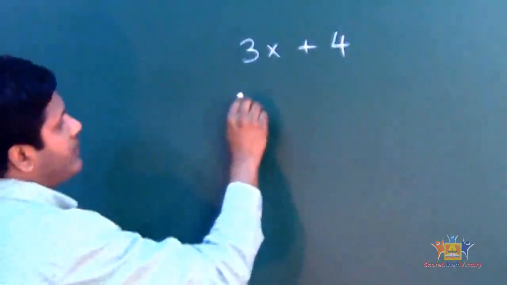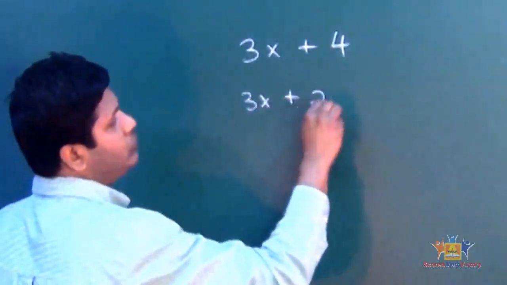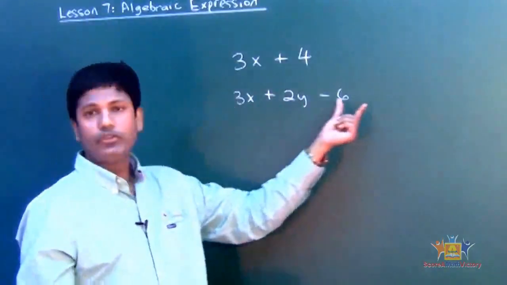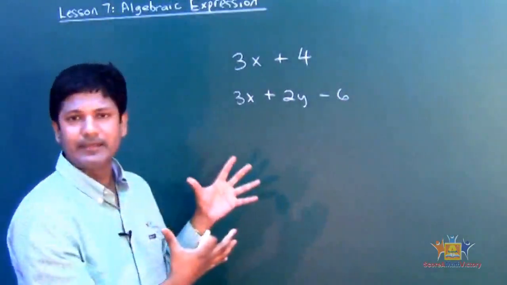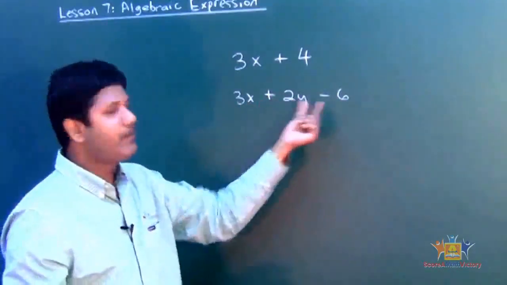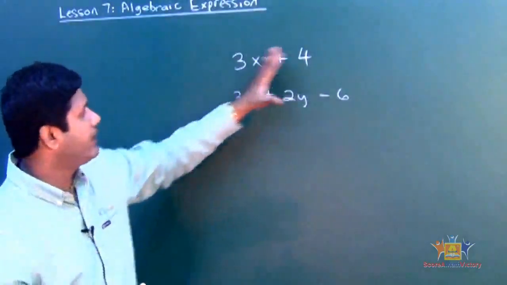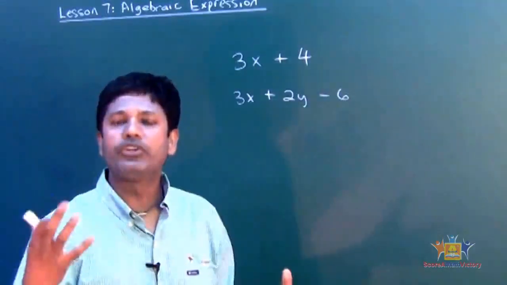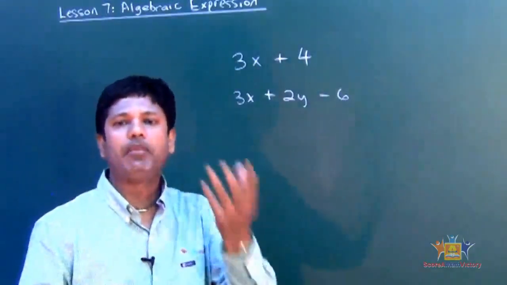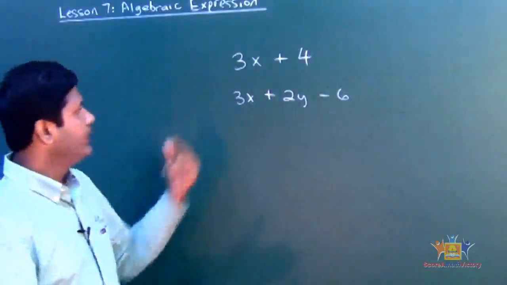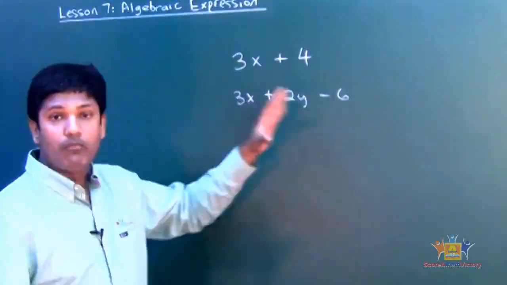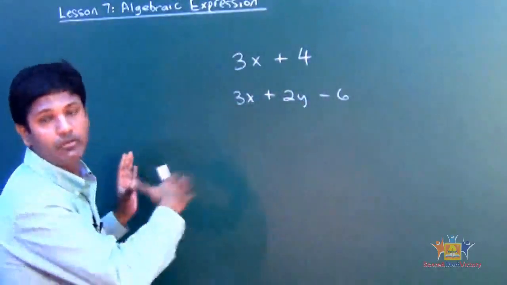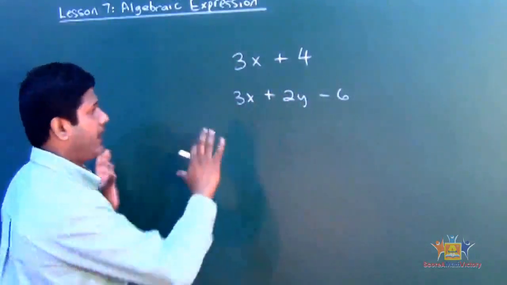Okay, so I can have, let's say for example, 3x plus 2y minus 6. Now you got three terms: 1, 2, 3. But they all are combined. And that's where the plus and minus plays into role, and that's what you call an algebraic expression. So an algebraic expression contains one or more terms, and they are separated by plus or minus. So remember that, okay? Algebraic expressions are one or more terms, and they're separated either by plus or minus. All right, so it can be all plus or all minus, doesn't matter, and expressed in this form.